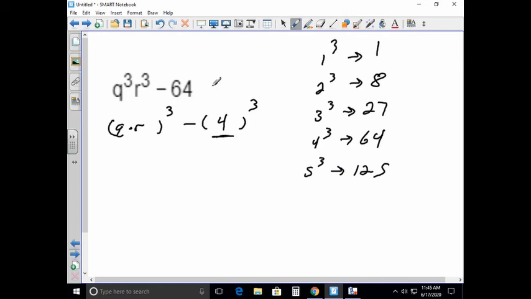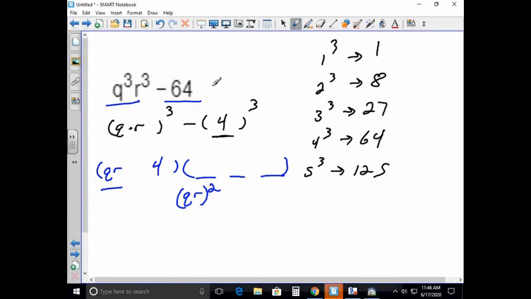So now that we know that that term and that term are both things that are being raised to the third power, then we can write our two parentheses. So we bring our first base down, and we bring our second base down. The next parenthesis has 3 terms. The first one comes from taking the first term here and squaring it. So if we square that first one, we get q to the second, r to the second. The last one comes from squaring the other term, so 4 to the second.